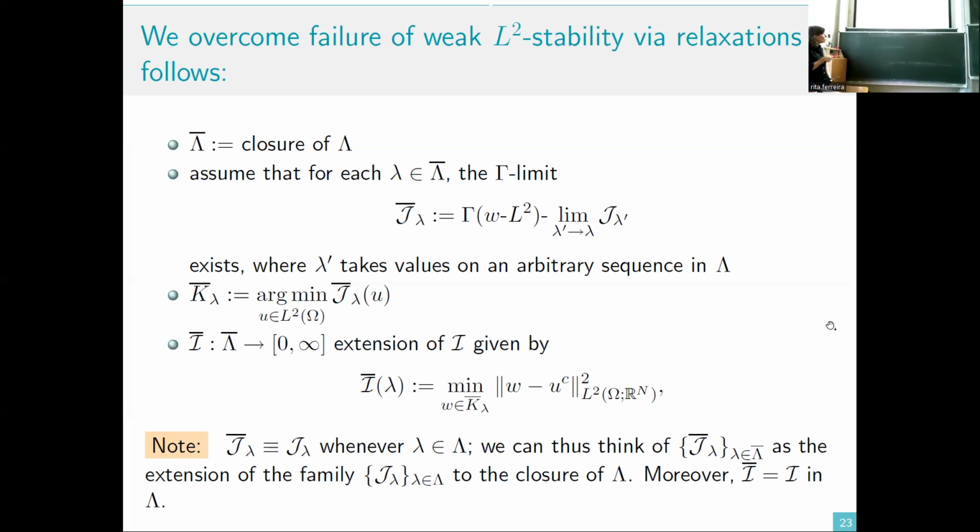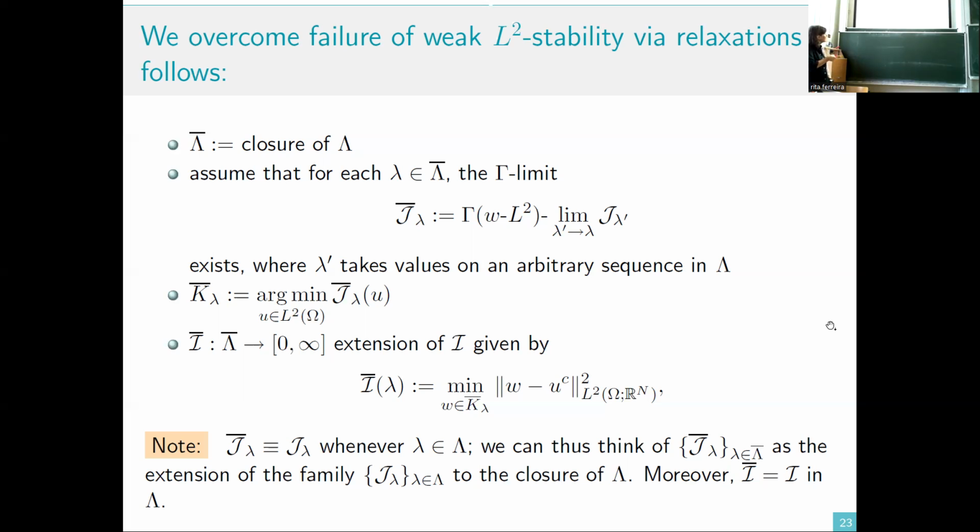Now, note one thing. The notation may be a bit heavy, but it is nothing a big deal, because these extended functionals coincide with the original ones inside the original set. So we are only changing at the borders, because we are assuming that our original functionals are lower semi-continuous. This is our standing assumption. If they were not, we would relax them. So whenever lambda belongs to the original range, we are doing nothing. We are just changing at the boundary.